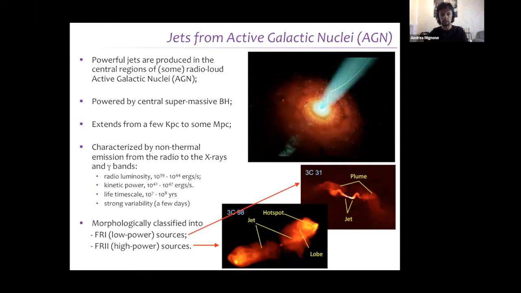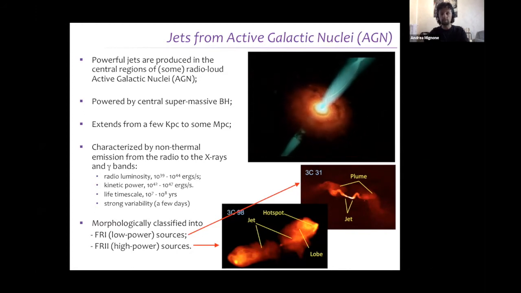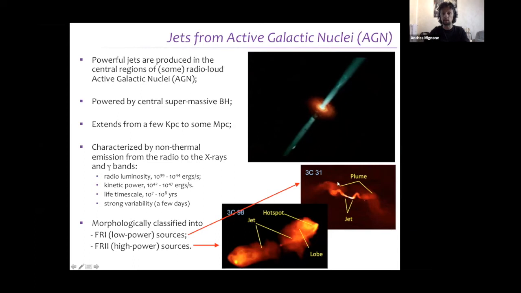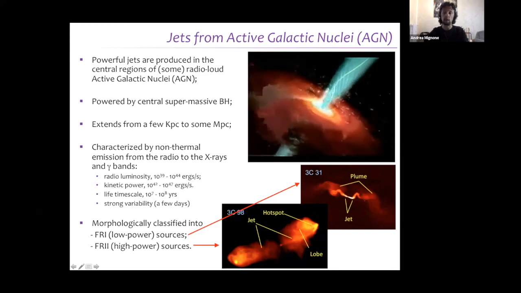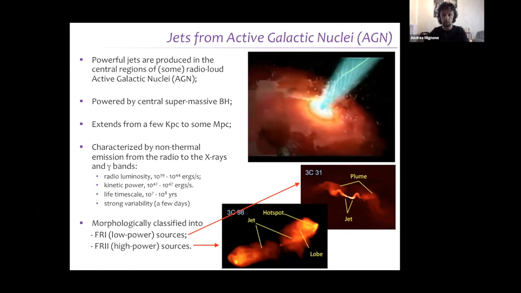on a few days. Now, morphologically, these objects are classified into low power sources or high power sources, depending on whether the emission comes from close to the central region, like we see here in 3C31, or far away in the hotspot, like 3C98. But it is believed that they should be powered by the same central engine.